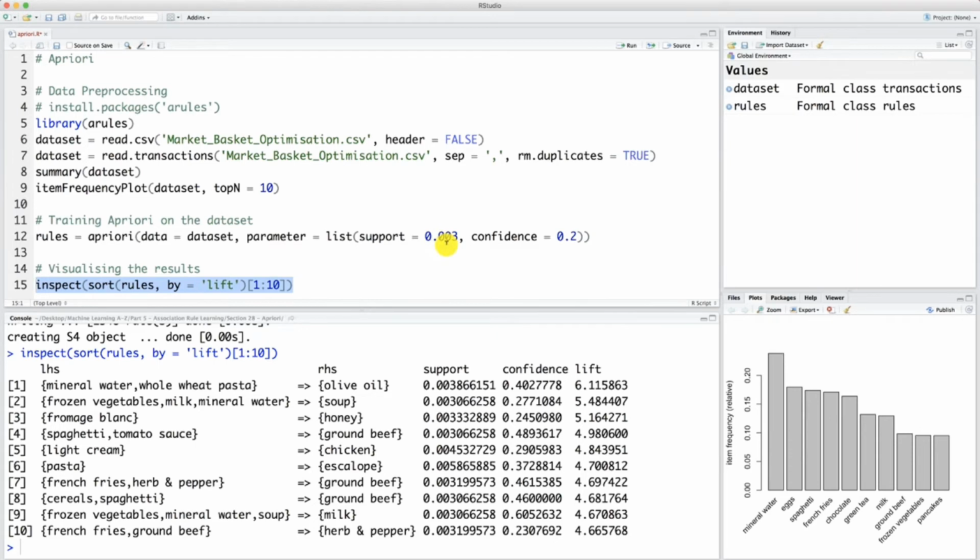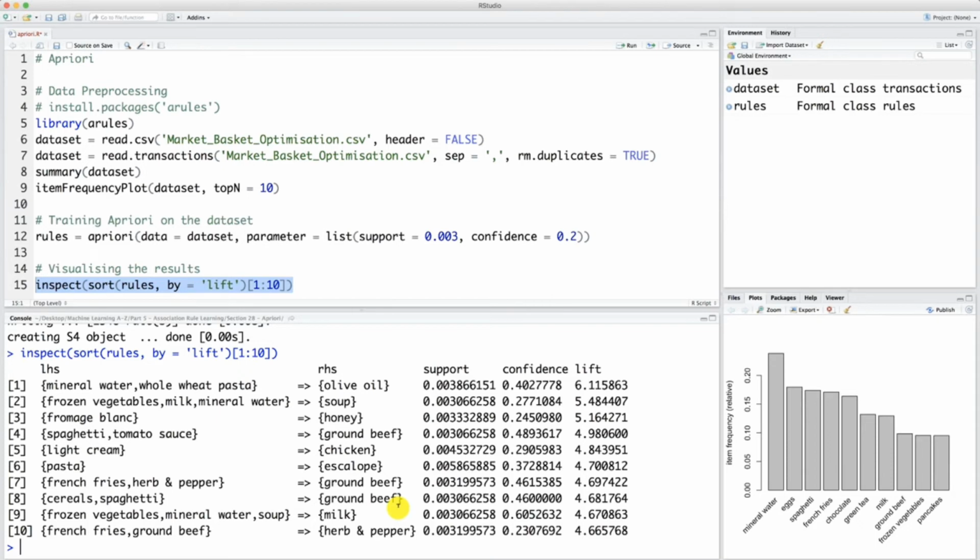Well, this support here, 0.003, is related to the business starting point of considering products that are bought at least 3 times a day. Then what if we consider now products that are bought at least 4 times a day? So that's what we're going to do right now. This is the only other support value that we're going to try.